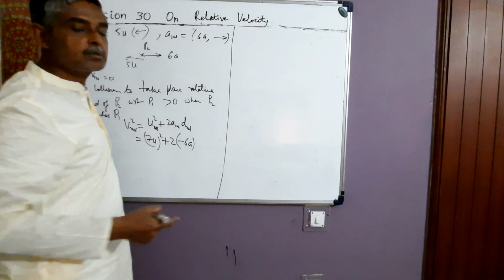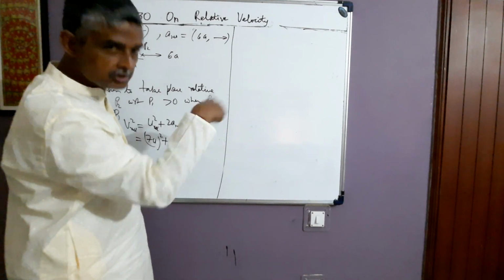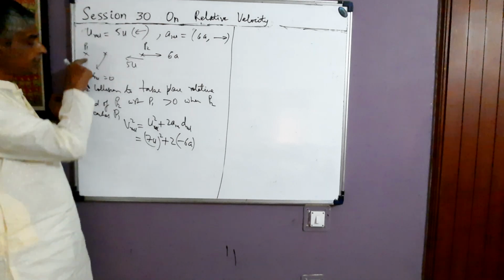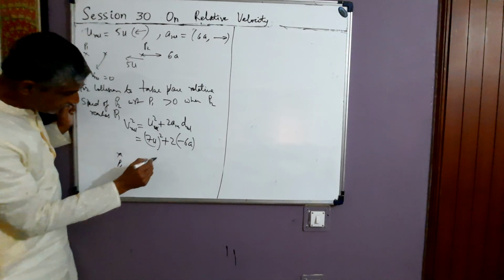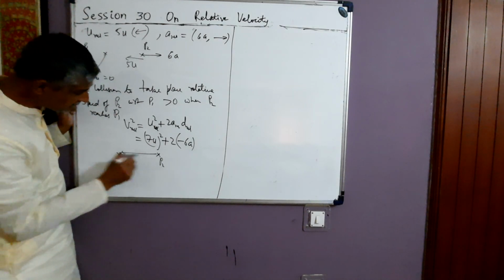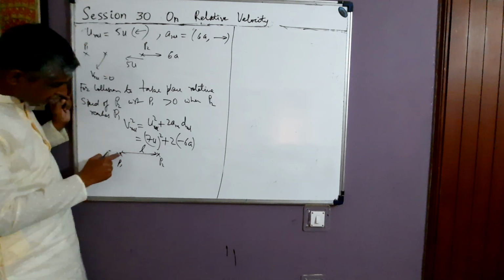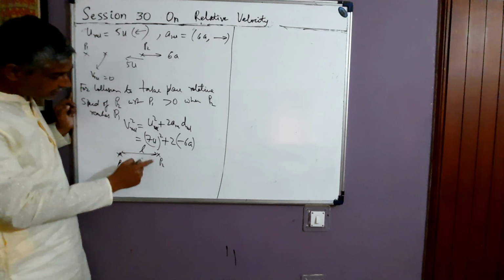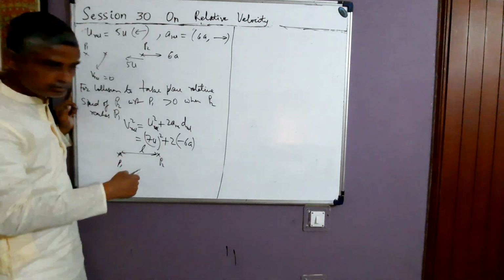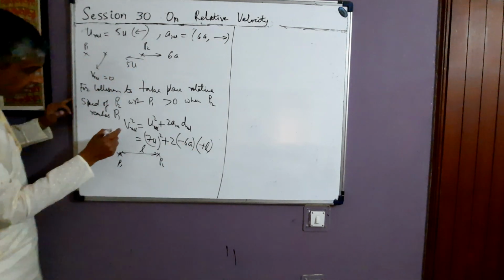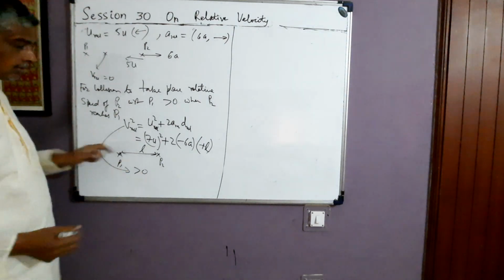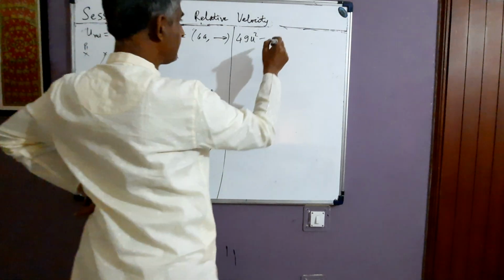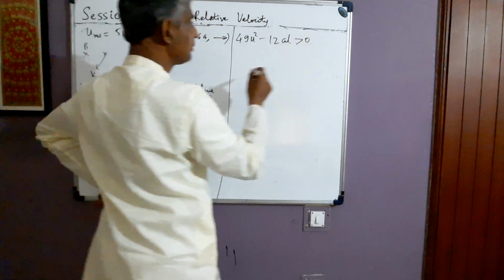And D relative is the relative displacement of P2 with respect to P1 when P2 reaches P1. Since we are observing the problem as seen from P1, P1 is here, at the same location. At time 0, P2 is here, L distance away. When P2 reaches here, as seen from P1, P1 is at rest. So the relative displacement of P2 with respect to P1 will be L left, that is again plus L. This V relative should be more than 0. So this quantity 49U square minus 12AL should exceed 0.